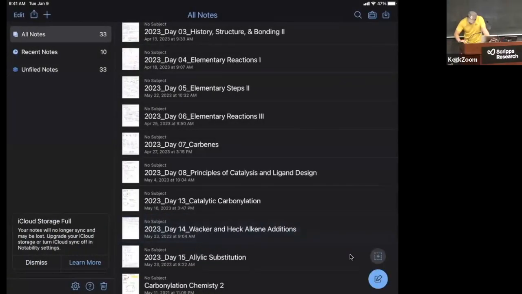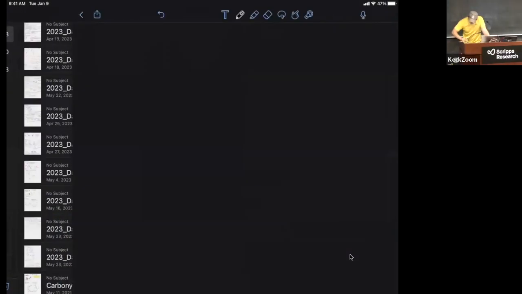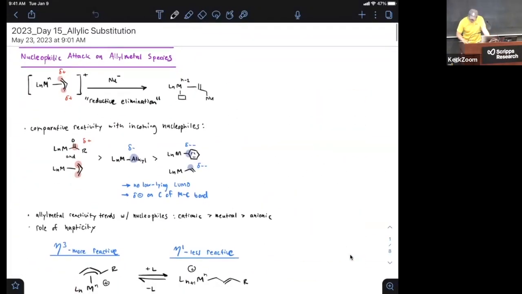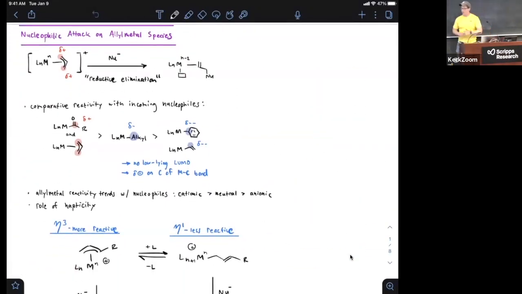Okay. Let's jump over to allylic substitution. Here, it will be a palladium-centric discussion, but hopefully you will appreciate that the general concepts that we'll cover also apply to other metals. So what's different about allyl metal species compared to some of the other organometallic adducts that we have covered so far in class?